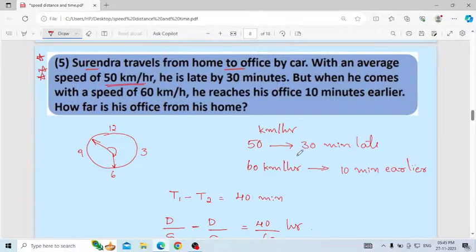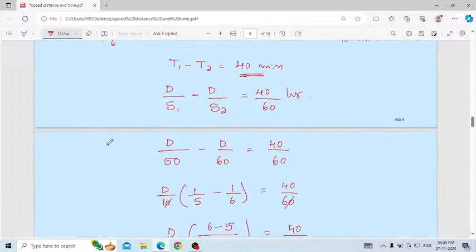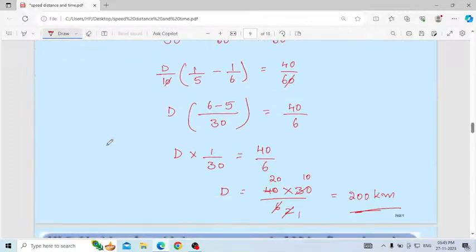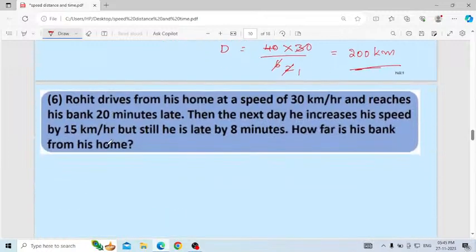When one time is late and another time is early, you have to add the timings. Don't subtract. Even though the net time is a subtraction, the T1 minus T2 value will be the addition of these two timings, the difference in timings. Okay. If you know that trick, you can solve very easily.